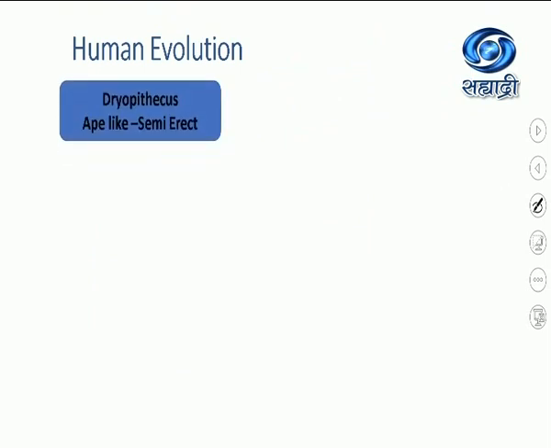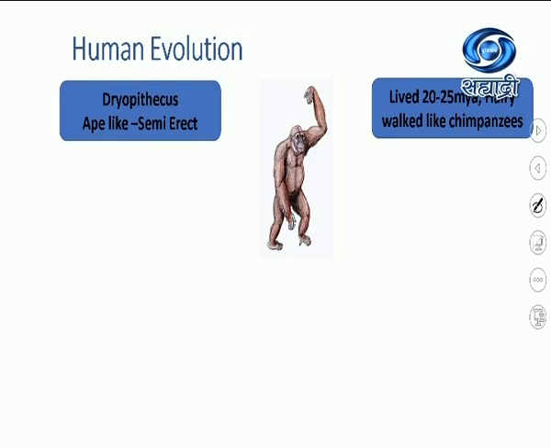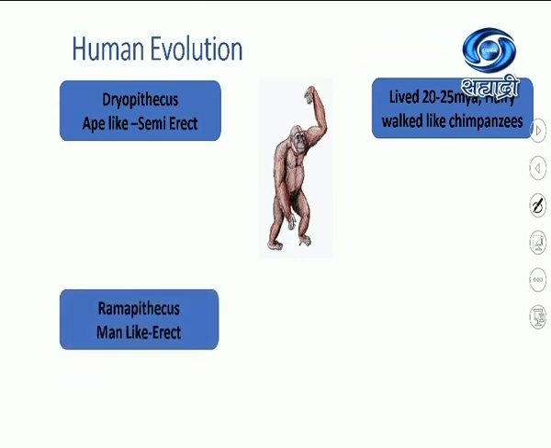First we are starting with Dryopithecus. Dryopithecus was an ape-like man. Now initially, the journey of human evolution started from apes. So this Dryopithecus, which was the first one during Miocene epoch, was almost like an ape. He was semi-erect. He lived 20 to 25 million years ago. So see, human evolution is starting when? Miocene epoch. When is the Miocene epoch starting? 20 to 25 million years ago. How is he? His body is hairy. He is walking like a chimpanzee.